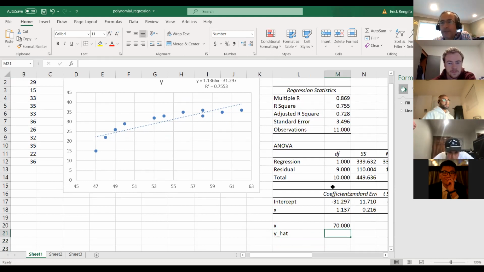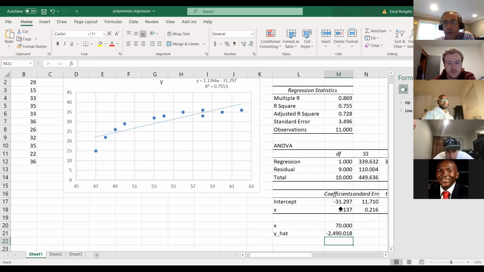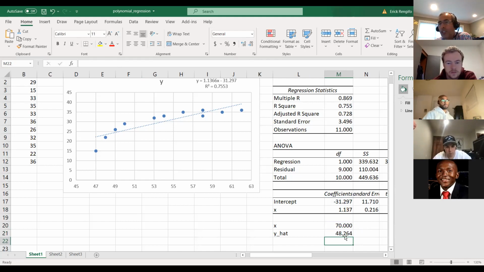How do you do that? Use the intercept and the beta, yeah, exactly. This is going to be this number plus my beta times this number here, correct? So what I'm doing is simply, guys, remember what I've done. If x is 70, yes. So, times, forget about that. It's M17 plus. Okay, now it makes sense. Do you agree? Yes. So it should be 48.264.